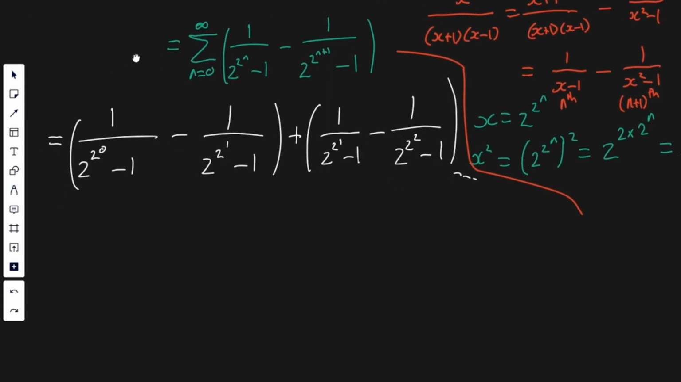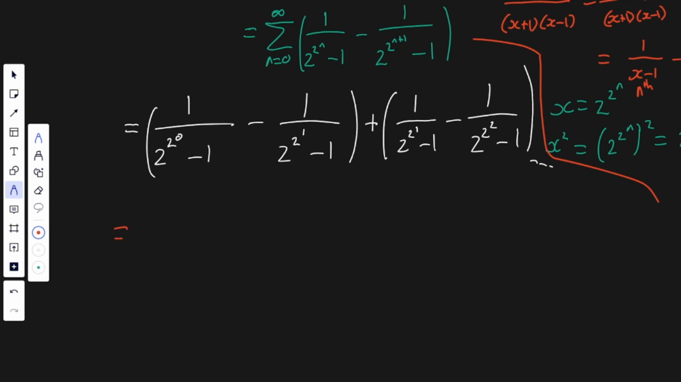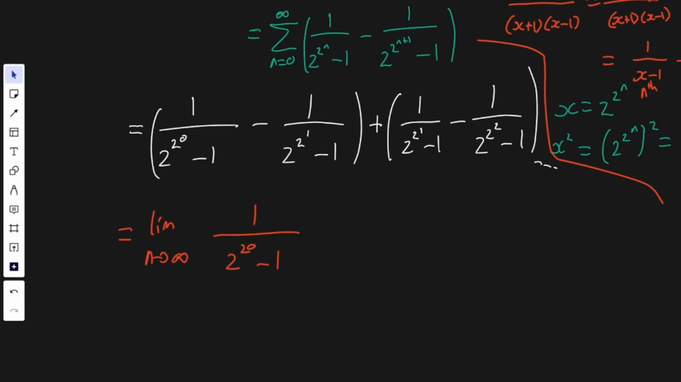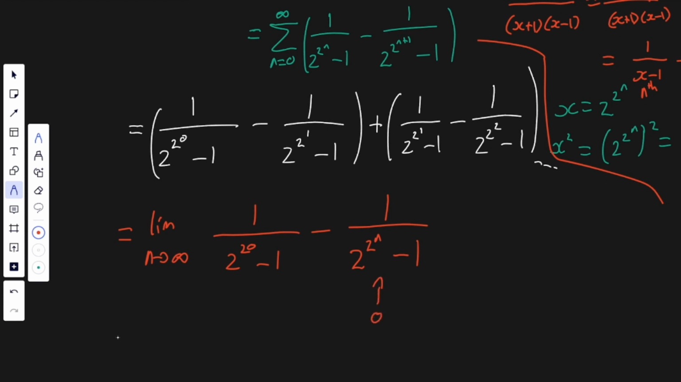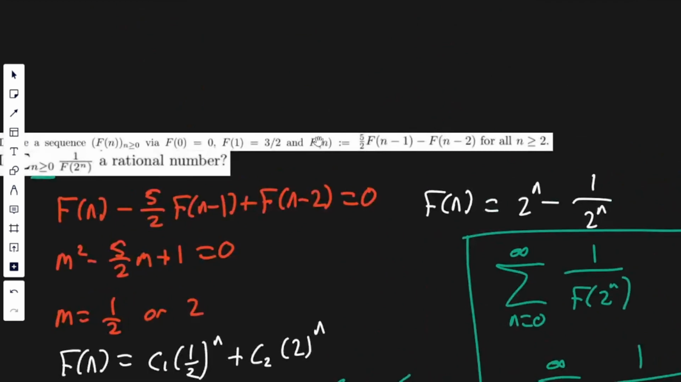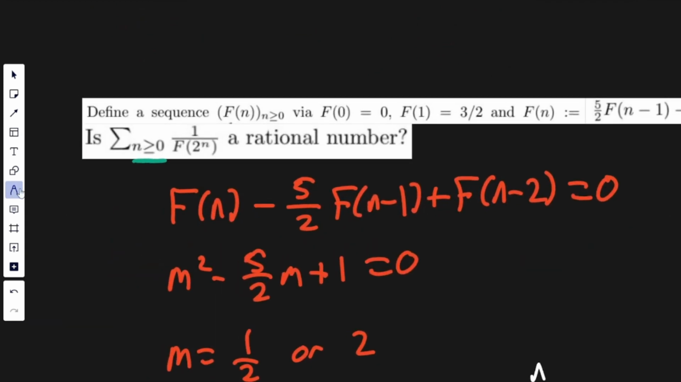And so we're going to be left with a limit as n goes to infinity of 1 over 2 to the 2 to the 0 minus 1. And then we're going to have a term that gets discarded, of 1 over 2 to the 2n minus 1. But clearly this goes to 0. So we're going to be left with 1 over 2 to the 2 to 0 minus 1, which is 1 over 2 to the 1 minus 1, which is 1. So in other words, yes, this is rational. It's just 1.